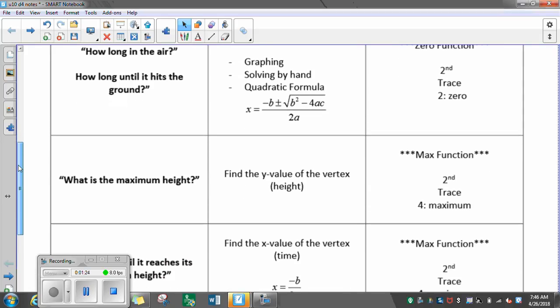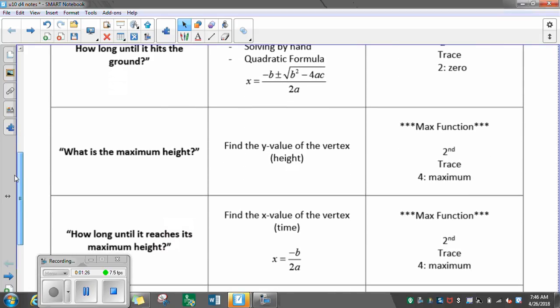Maximum height: you're looking for the y value of the vertex, because that's the highest point in your parabola. The maximum, or even the lowest depth, might be another question if they're talking about diving or something, where the y value is usually the height. To find that, you would look for the x value first and then plug that into the equation to find the y value.